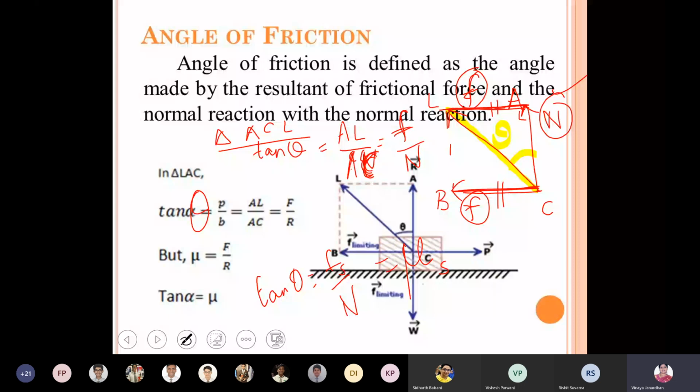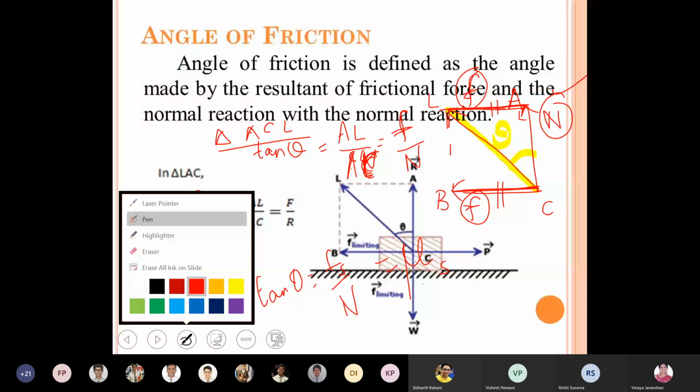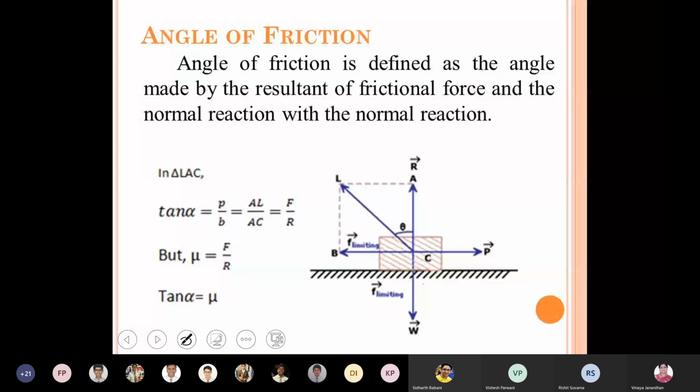Boys, are you clear? Because so many things are overlapping on the screen. Should I go for another new screen and do it, or is this overlapping clear for you? The only thing is that here they have made an error. Okay, fine, I'll do this on a new slide.